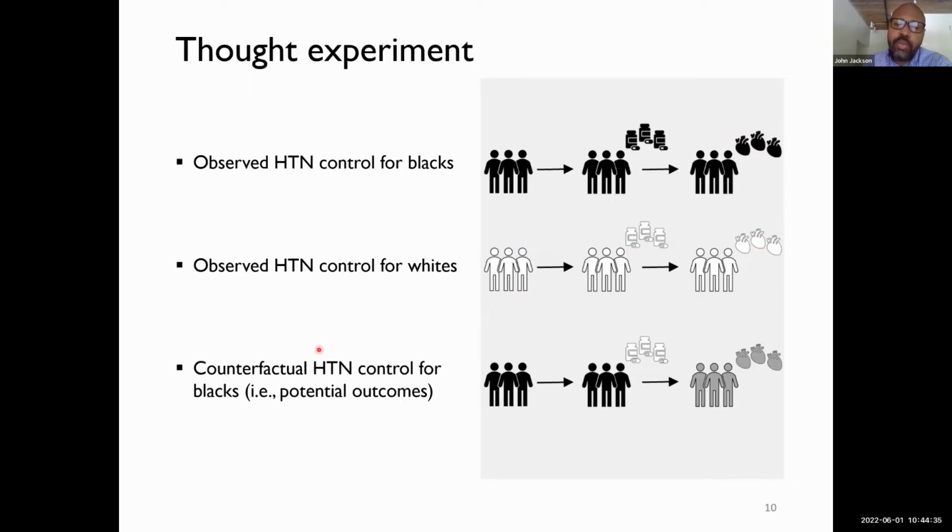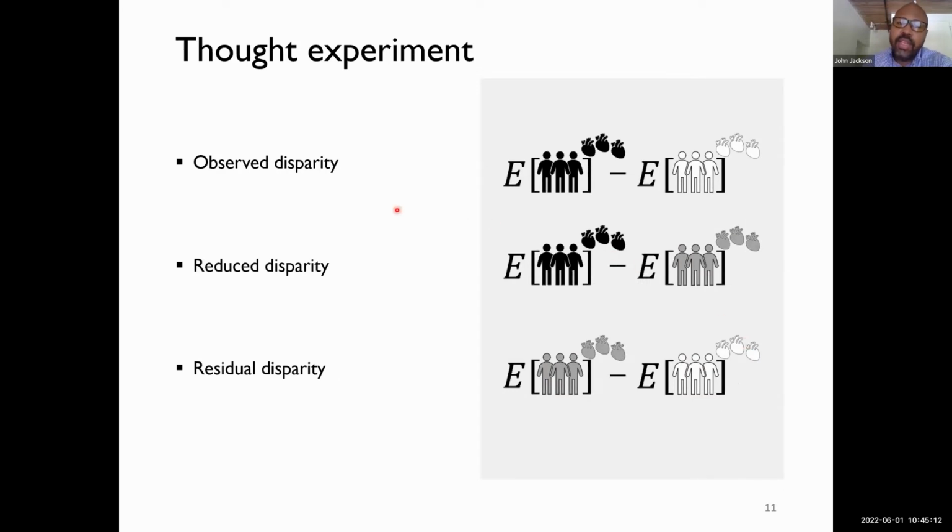And so causal decomposition analysis really asks a hypothetical for the Black population. In most of my work, I've focused on a really narrow intervention to remove disparities in a particular determinant of the outcome. So here I'm focusing on treatment intensification. And then you ask, thinking about this notion of potential outcomes, what would the expected hypertension control rate be for the Black population under this counterfactual? That thought experiment leads us to three estimates: the observed disparity, which is a contrast of the hypertension control rates for Blacks and whites; the reduced disparity, which is the contrast of the observed and counterfactual scenarios for the Black population; and then the residual disparity, or how much would remain after an intervention, which contrasts the counterfactual hypertension control rate for Blacks versus the observed hypertension control rate for whites.